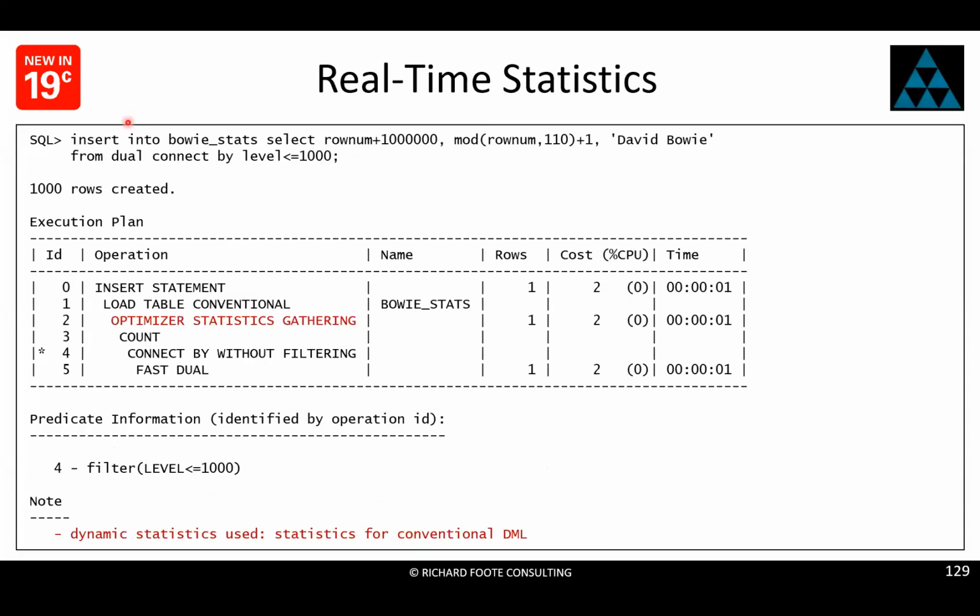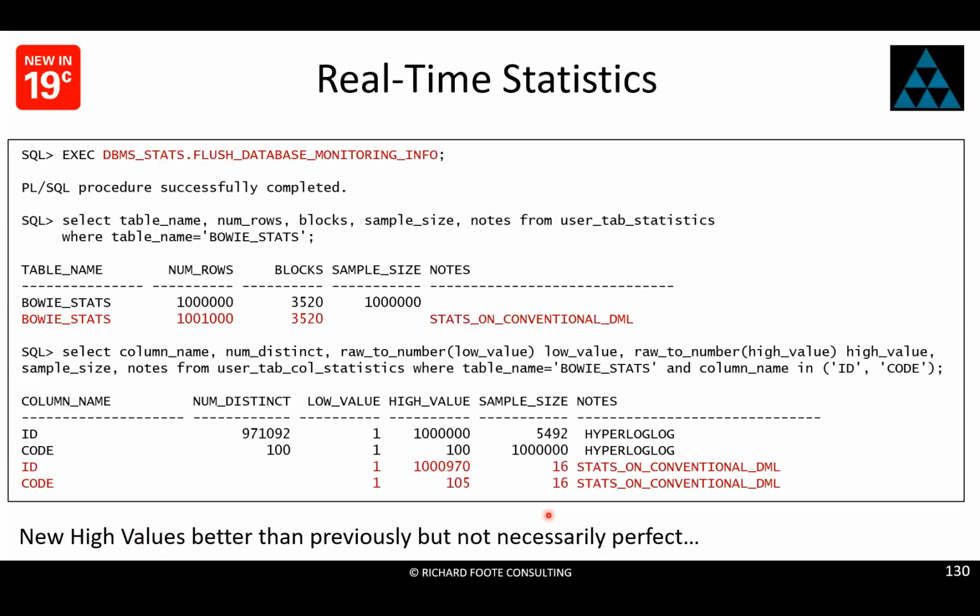So what I'm going to do is just a normal insert. This is not a parallel insert. It's not a direct insert where Oracle could do some clever stuff previously. It's just a normal conventional insert. But note now, I can gather statistics as I do my insert. Dynamic stats are being used even for conventional DML. Now, Oracle can use that information stored in cache, but if you want to see it, visualize it, have a look at it, you can flush it to disk.